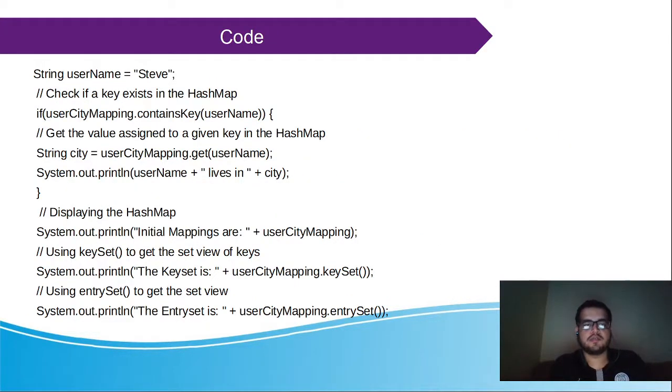Now to test the functionality of containsKey, I take the username Steve and see if Steve is available in my HashMap or not. If Steve is available in the HashMap, I get the value and print it. Now to use keySet, I use userCityMapping.keySet. It will give me the set of all the keys available. And if I want all the keys with values, I use entrySet.